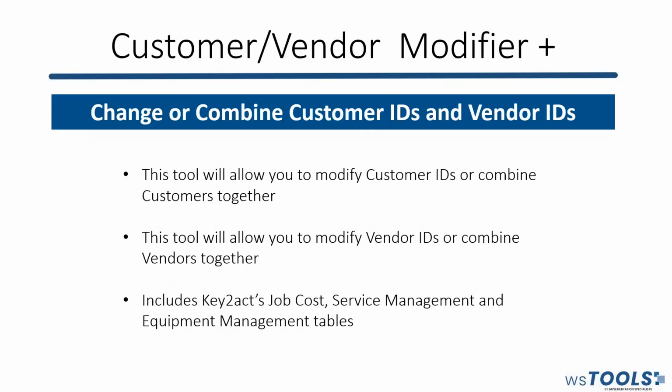Customer and vendor modifier. You might think, I have this tool within Dynamics GP, and you do. This particular tool adds on the capability to update the service, job cost, and equipment tables. So when you're running, let's say, customer combiner, bringing 2 customers together, it's actually updating job cost and service information as well as your receivables on the Dynamics GP side.